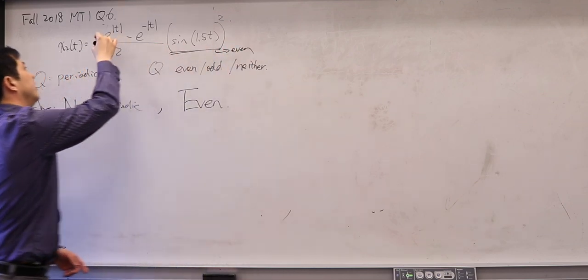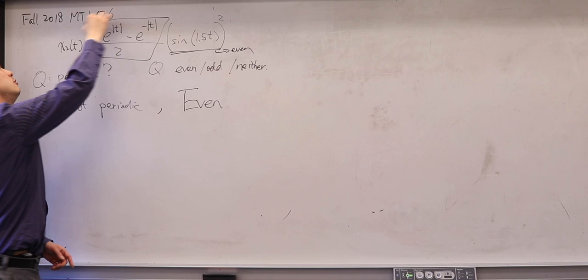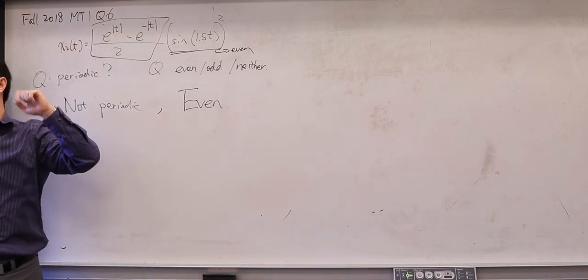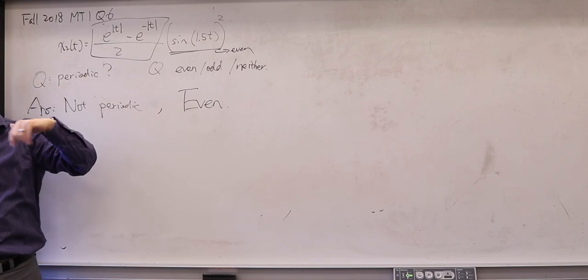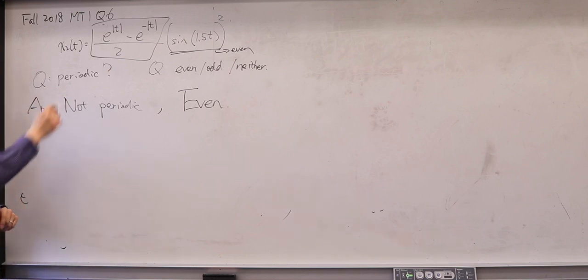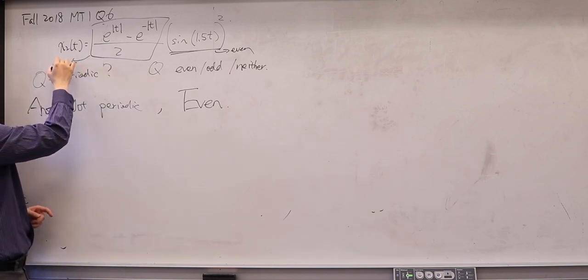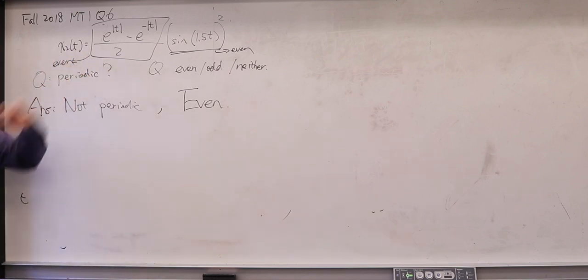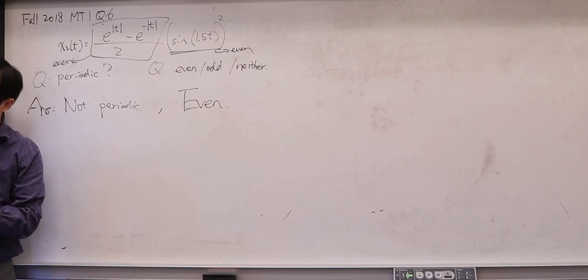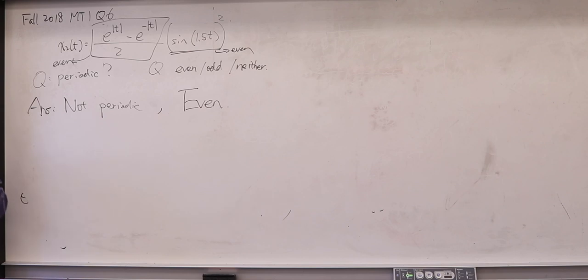And then you look at the first part. The first part only involves the absolute value of t. So if I choose 1 or -1, absolute value always gives me the same answer. So therefore, this part is always going to be even. The product of two even signals gives you an even signal. So the answer is even. Is everybody following the analysis? Right here, we are expecting you to be able to quickly figure out whether it's even or odd.